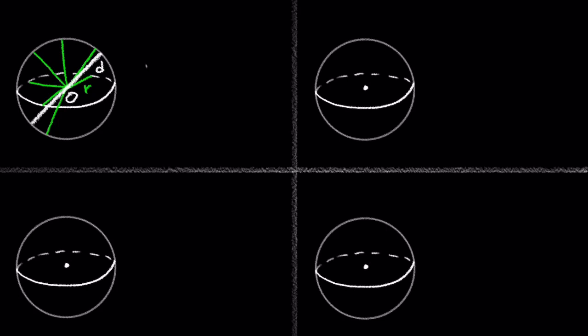To make it short, the volume of a sphere is 4/3 times pi times r cubed.